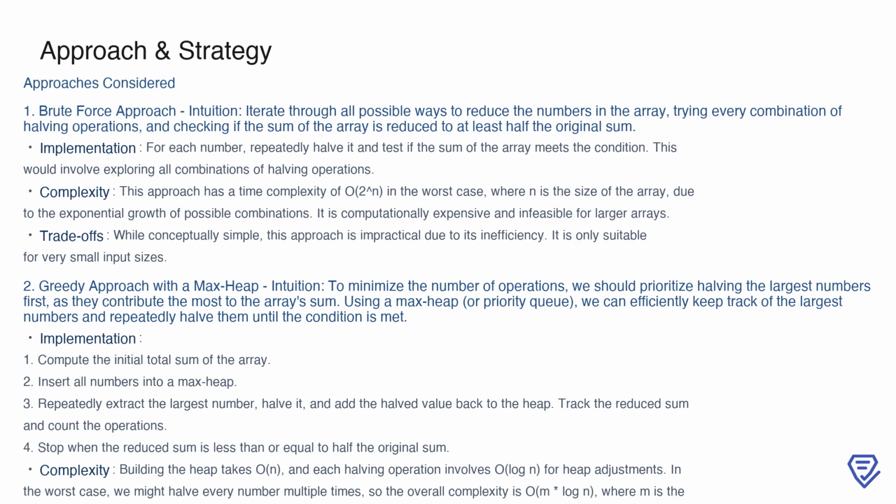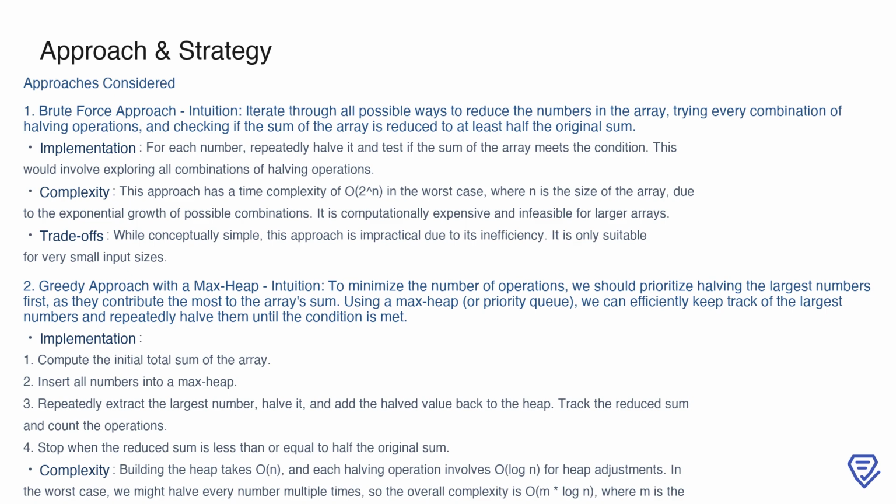To implement this, we first calculate the total sum of the array. Then, we insert all the numbers into a max heap to track the largest values efficiently. From there, we repeatedly extract the largest number, halve it, and add the halved value back into the heap, while keeping track of the reduced sum and the number of operations. This process continues until the sum is reduced to at least half of its original value. The complexity of this approach is much better than brute force: building the heap is O(n), and each halving operation involves O(log n) for heap adjustments.